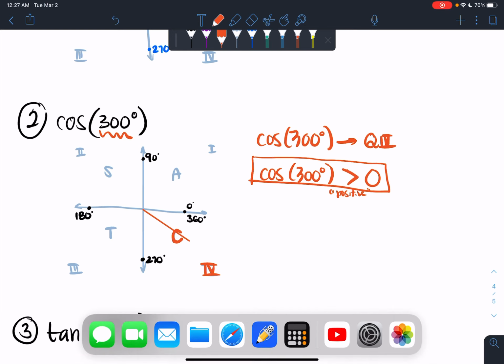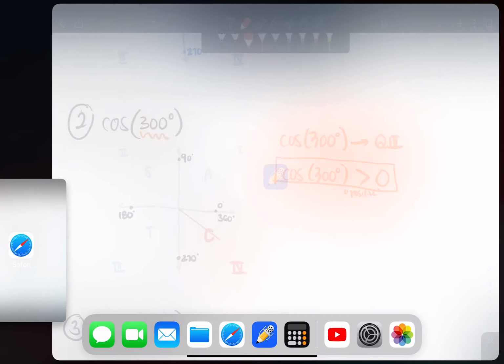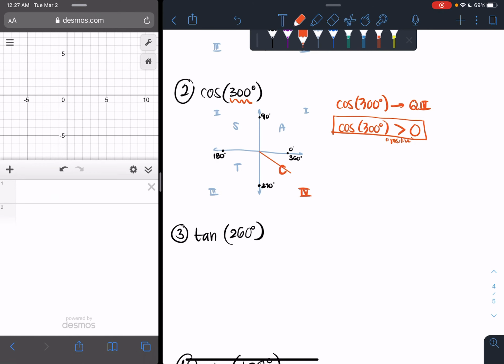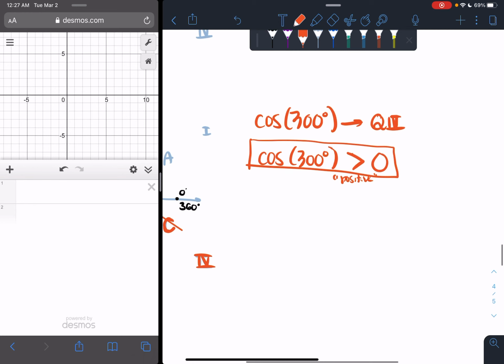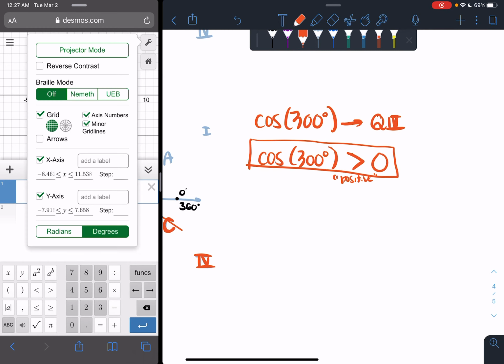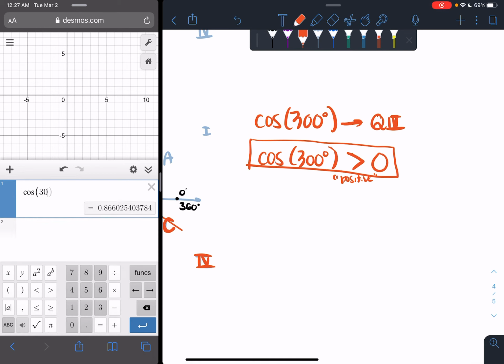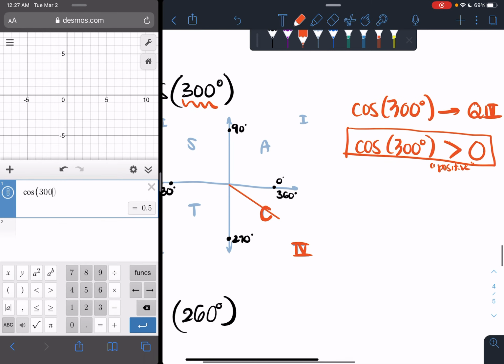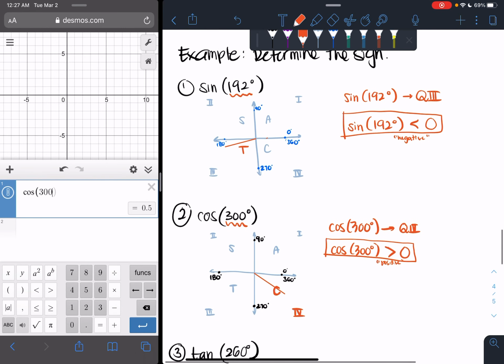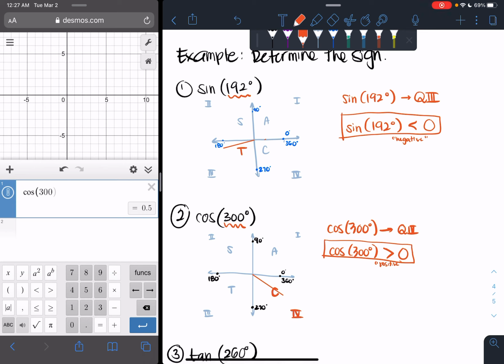Okay, now let's use Desmos to verify. Here we go. So I want to verify cosine of 300 degrees. I'm in degrees. I'm going to throw in cosine 300, and it is in fact positive. Woohoo! There we go. So that's how we figure out the sign of our ratios given their angle measure.